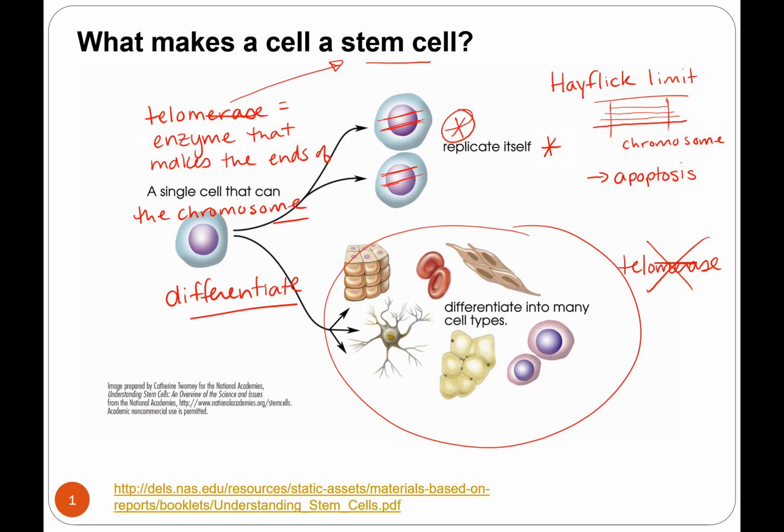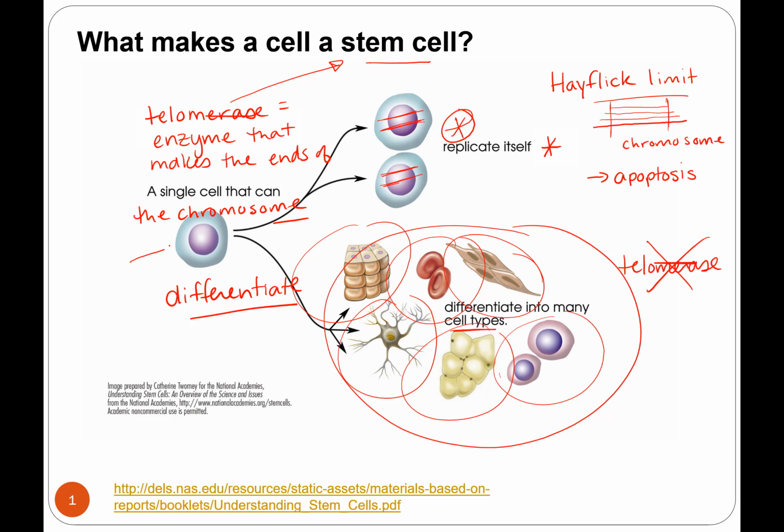Which means it can become different cell types, right? So it might become skin or muscle or nerves or blood or fat or immune system cells. Okay. And the amount of differentiation it can do, well, let's just talk about it on the next slide. So stem cells need to be able to replicate themselves forever, and they need to differentiate.